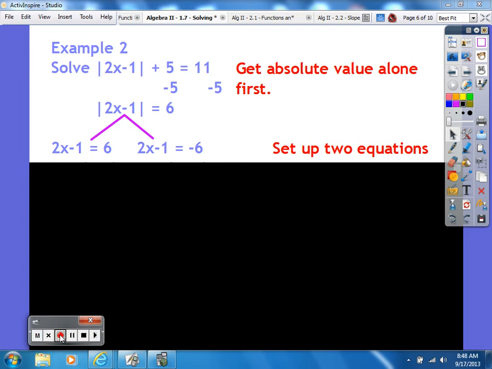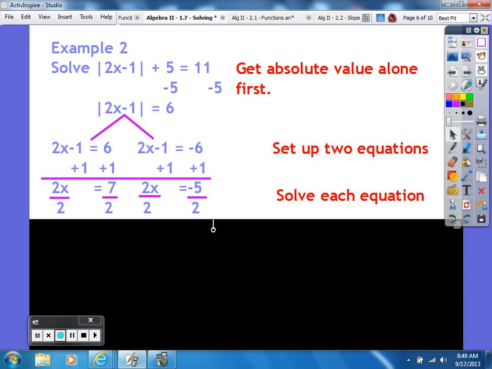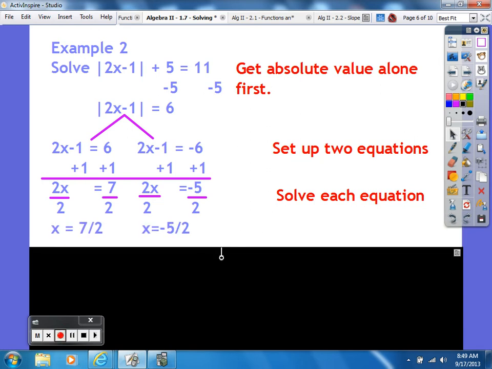So, Lucas, who do you want me to pick on for the first answer? David, what did you get for 2x minus 1 equals 6? Perfect. Absolutely perfect. Antonio, who do you want for the second equation? Colette, what did you get for the second equation? Close. Close, close. You actually just have your 2 and your 5 switched. -5 over 2. Okay? So, now we've solved each equation. Any questions?